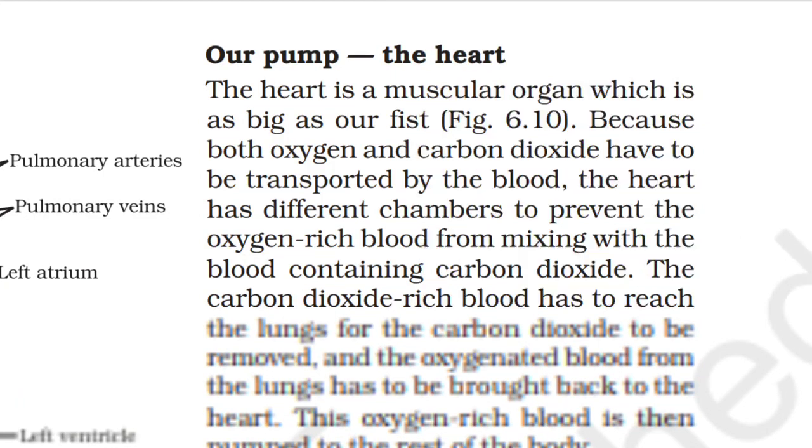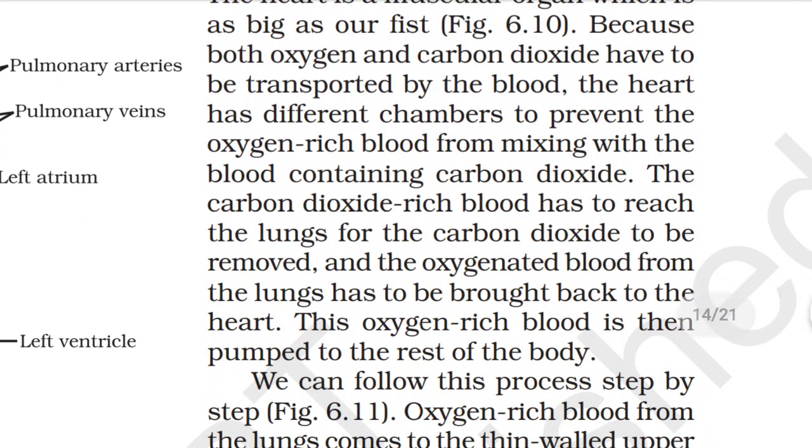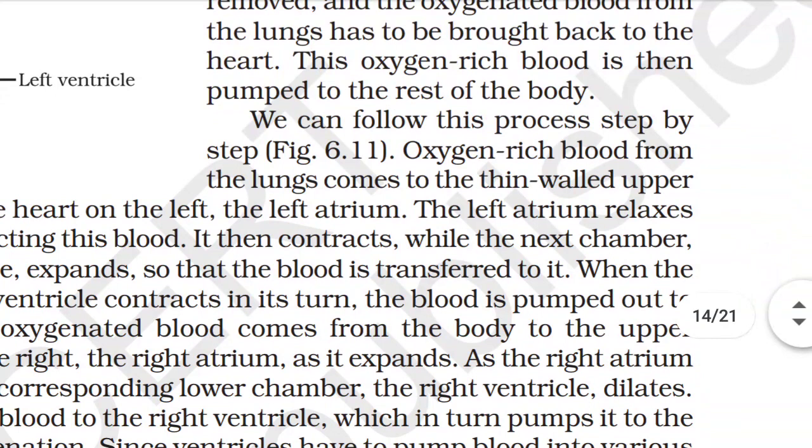Because both oxygen and carbon dioxide have to be transported by blood, the heart has different chambers to prevent the oxygen-rich blood from mixing with the blood containing carbon dioxide. The carbon dioxide-rich blood has to reach the lungs for the carbon dioxide to be removed, and the oxygenated blood from the lungs has to be brought back to the heart. This oxygen-rich blood is then pumped to the rest of the body. We can follow this process step by step.